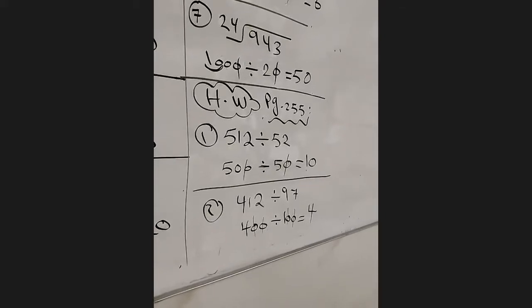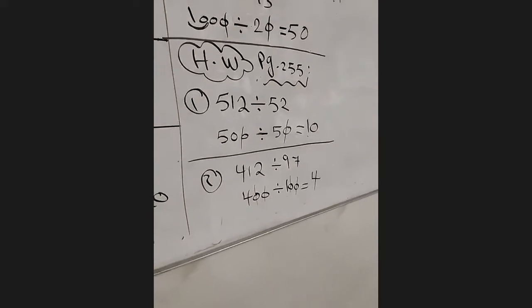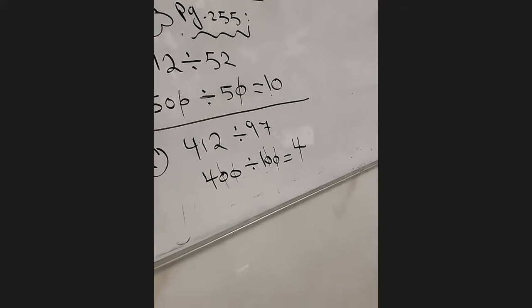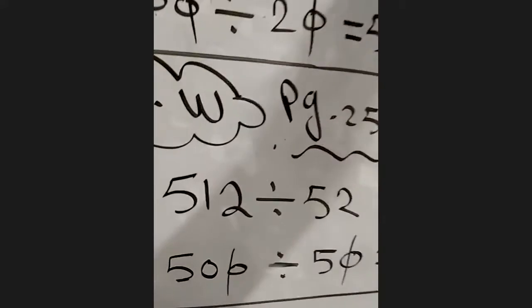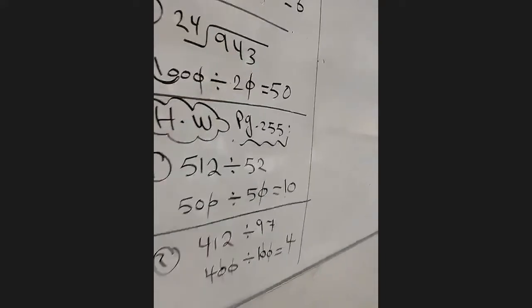This is question two, and the question one in the homework, page 255. Let's do question three now together. Question three, I have Yahya. Yalla Yahya, question three, quickly.